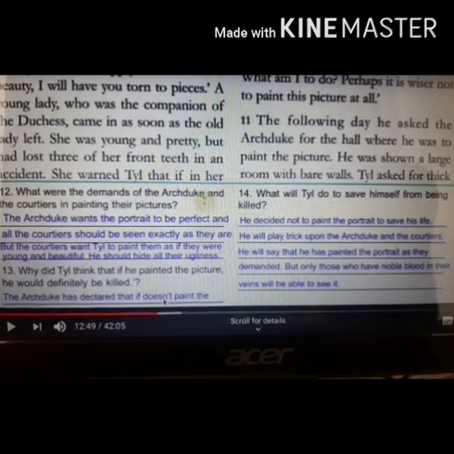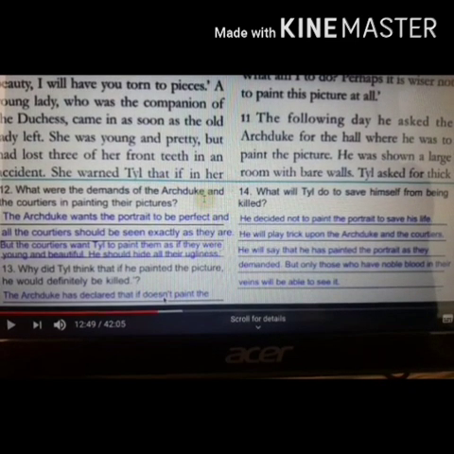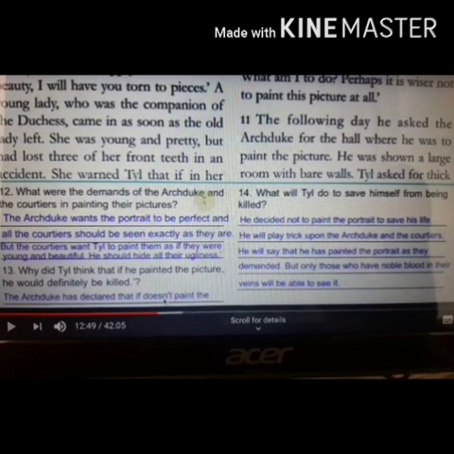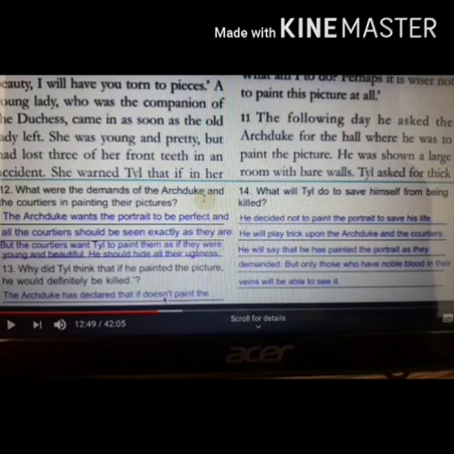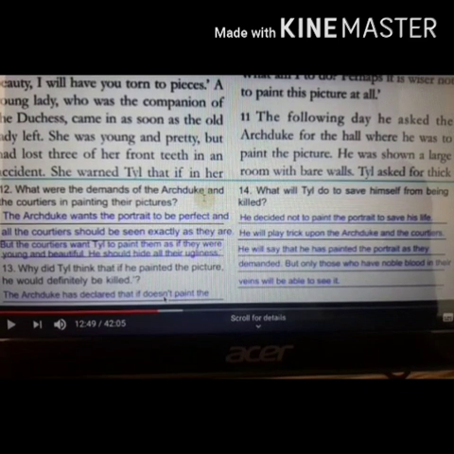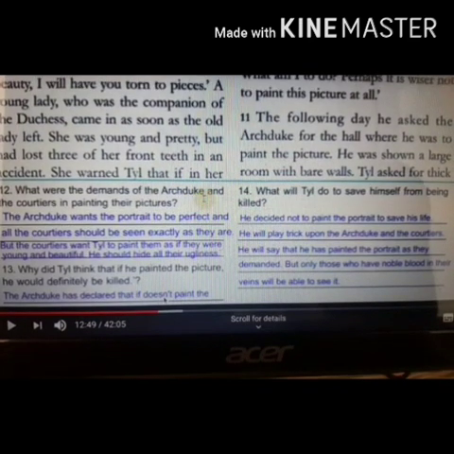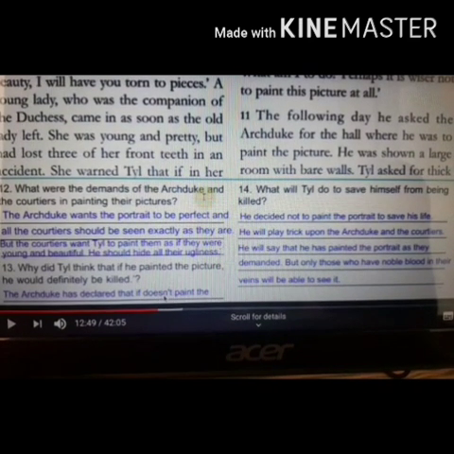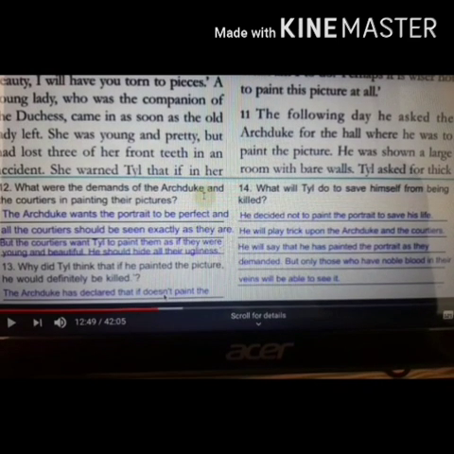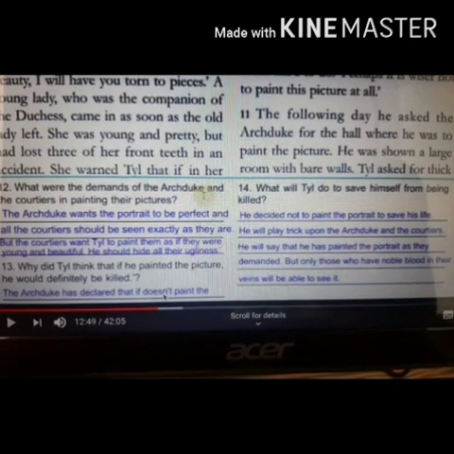Number 12. What were the demands of the Archduke and the courtiers in painting their pictures? The Archduke wants the portrait to be perfect and all the courtiers should be seen exactly as they are. But the courtiers want Till to paint them as if they were young and beautiful. He should hide all their ugliness.